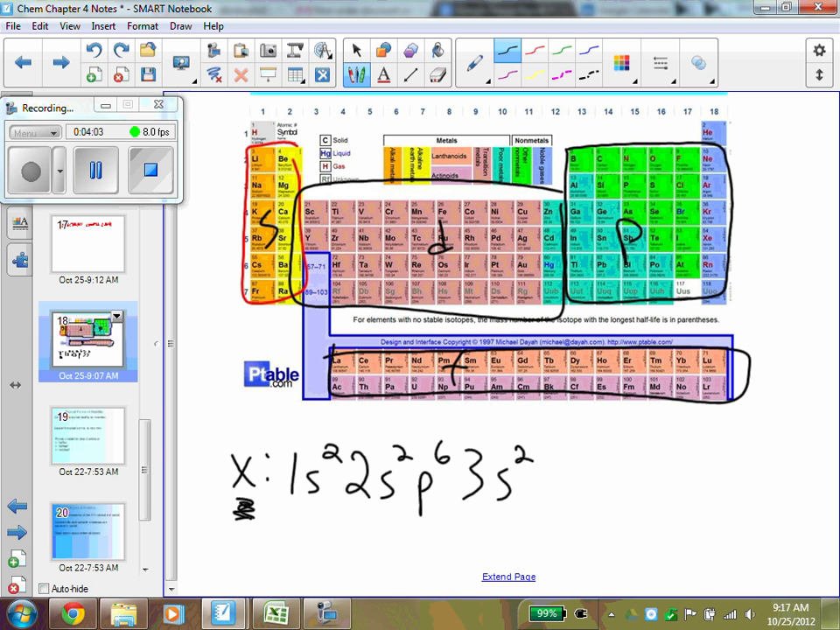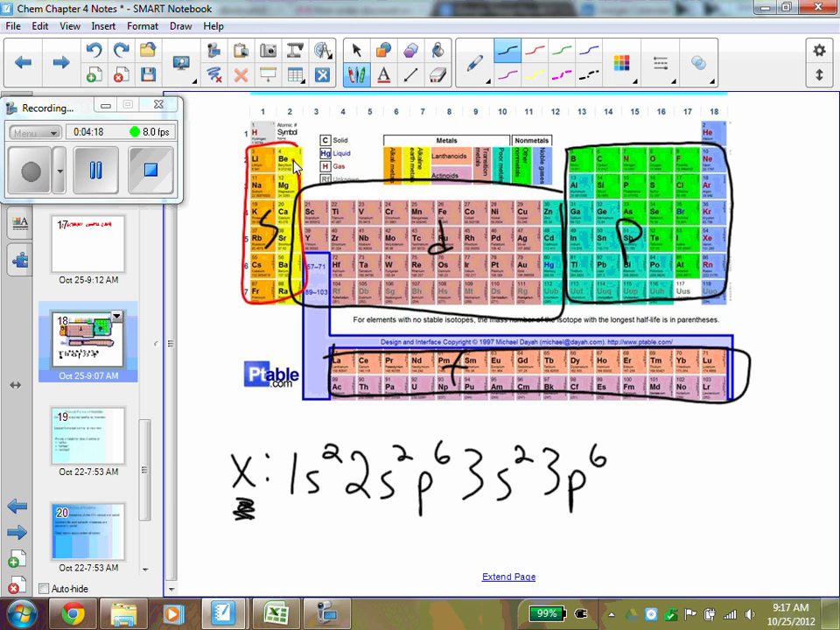Now it gets a little bit sketchy. We can go 3s2 or 3p6, and then you would expect to have the D come next, but it doesn't. It actually jumps up to 4, and there's a reason for that, which we have to discuss a little bit later.